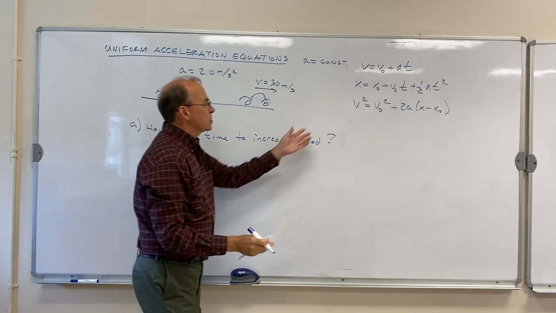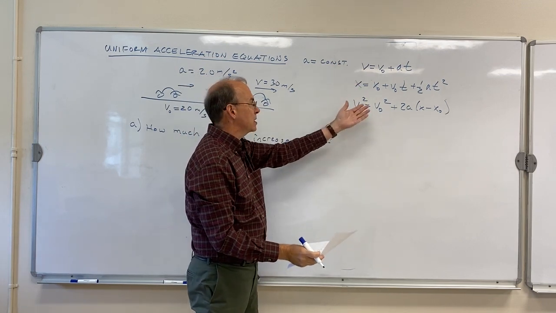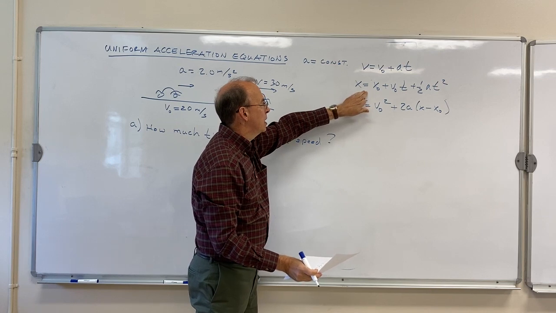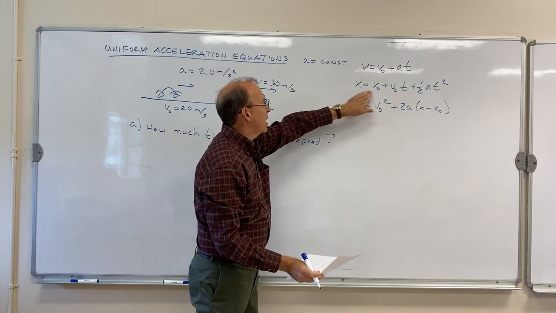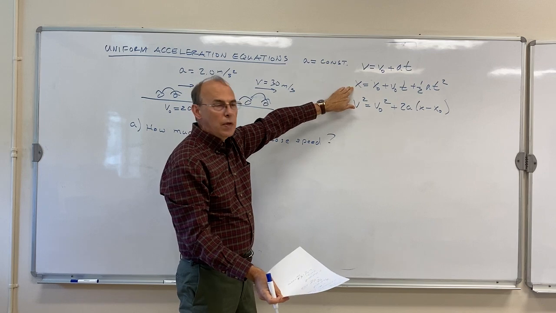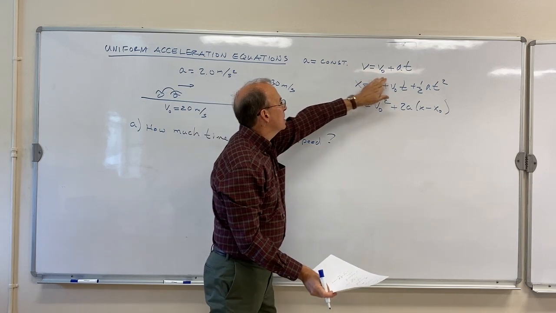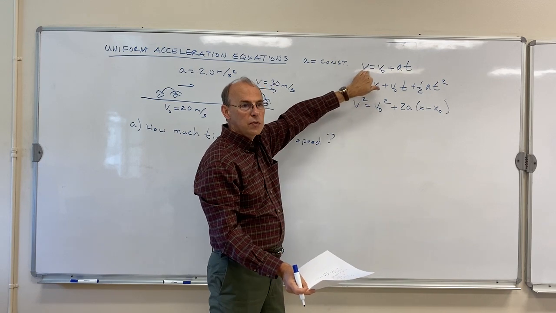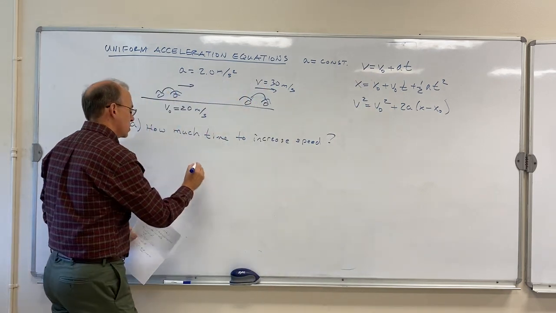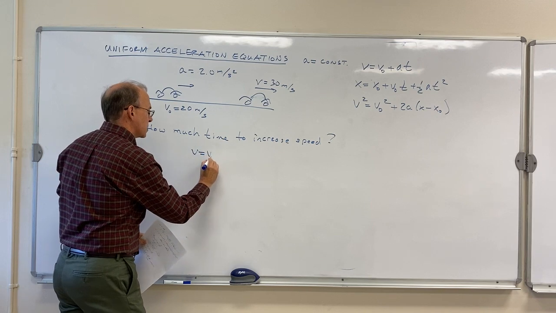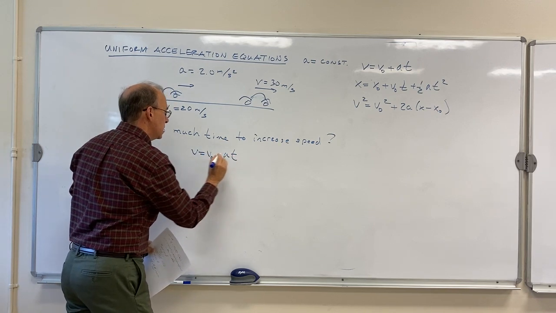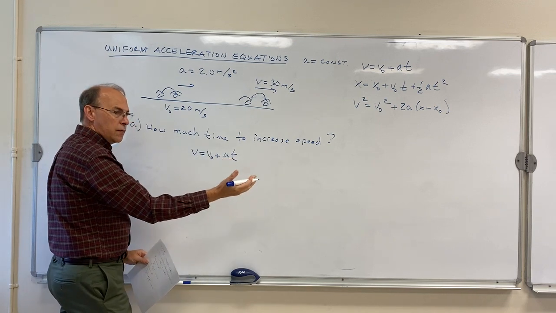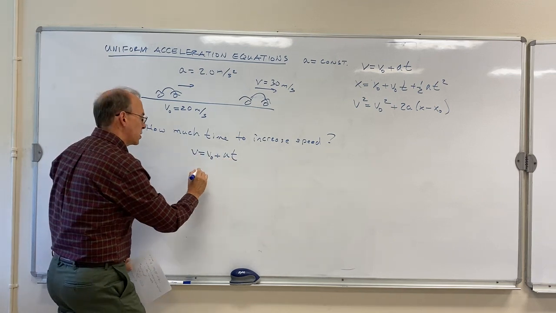So I'll look at my equations. I need an equation with time in it. I'll look at this one, it has time in it, but to use this equation I would have to know the final position, and I don't know that. So look at this equation, it has time in it, has initial and final velocities. I know both of those things, so I'm going to use that equation. v is v sub 0 plus at, t is what I want.